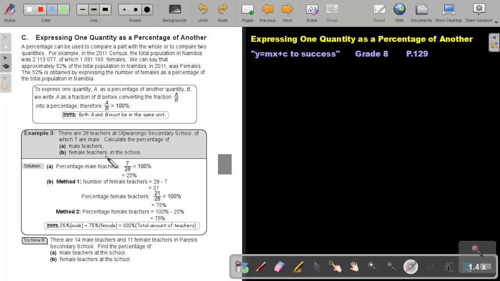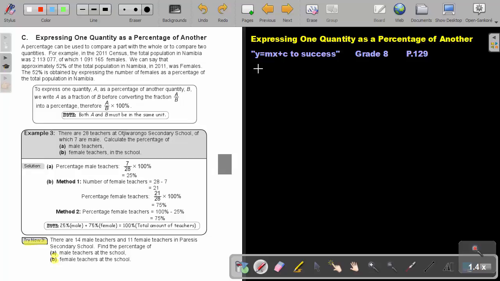Now, if I ask you the female teachers in the school, there are 2 ways of doing it. We can first find the number of female teachers, which is 28 minus 7, which is 21. So the percentage of female teachers is 21 out of 28 times 100%, and that will give me 75%. Or method 2, I work with the answer of A. I know that the male and the female teachers will add up to 100%. So I just take 100% and subtract the percentage of males, and I will be left with 75% females. Okay. I want you to do trial 3, number A and B.